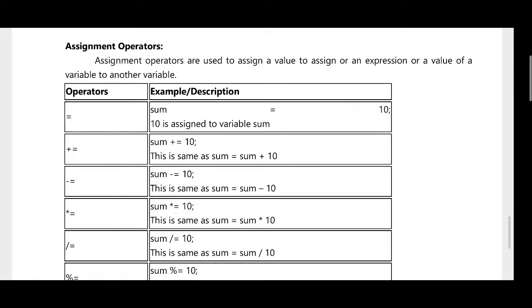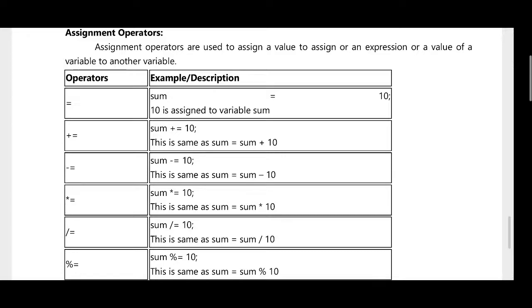Then assignment operators. Assignment operators are used to assign an expression or a value of a variable to another variable. Operator: sum is equal to 10, so 10 is assigned to the variable sum. Here, sum plus equal to 10.